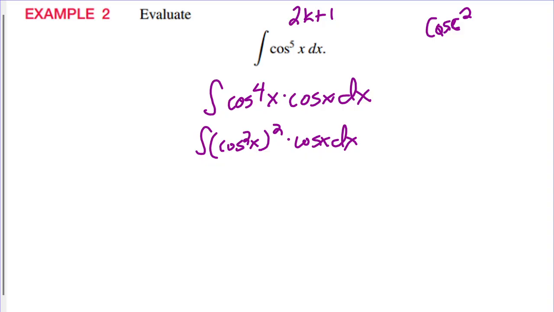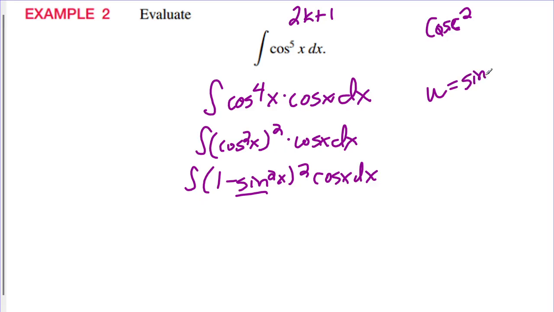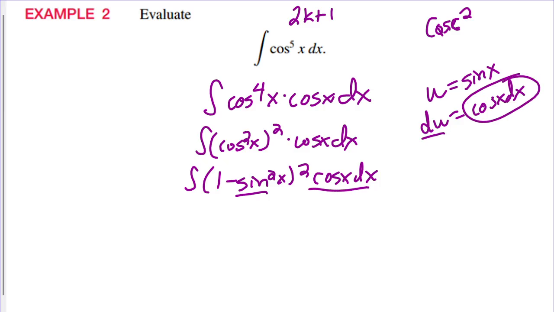And again, we're going to use our identity for cosine squared of x. So we're going to have the integral for cosine is 1 minus sine squared of x quantity squared times cosine of x dx. And again, here we're going to set for u, because we have a single cosine, that's going to be our du. So we're going to set u equal to sine of x. Therefore, du is equal to cosine of x dx. And that will then allow us to substitute in our cosine of x for du.